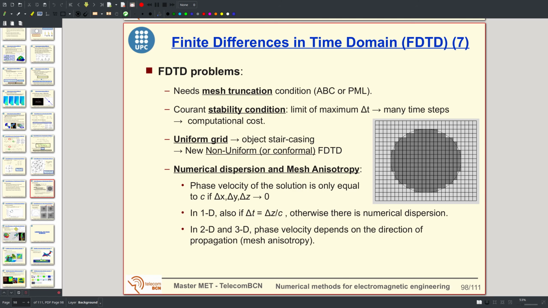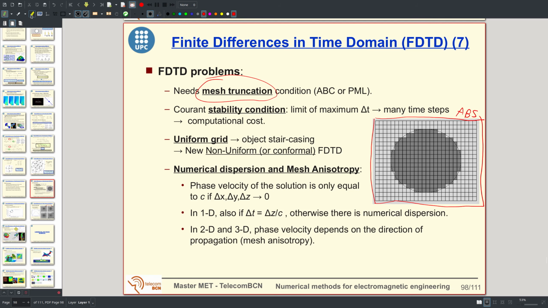Well, and just some comments about the problems and difficulties in finite difference time domain. I have already talked about some of them in the previous slides. For example, about the mesh truncation condition. Of course, you have to truncate the mesh. It is a finite method, a method based on discretizing these differential equations. So you need the mesh truncation condition. But if you have to program it yourself, you will use a very simple and easy absorbing boundary condition.